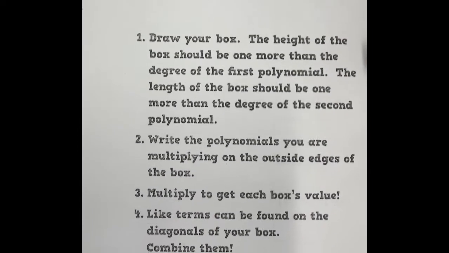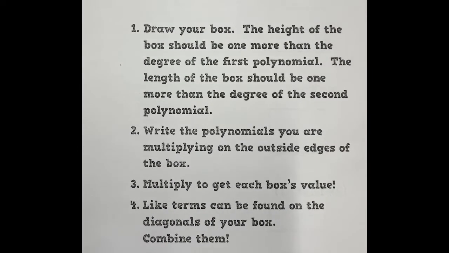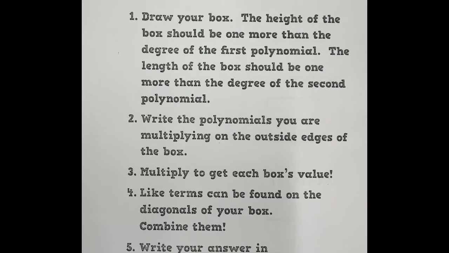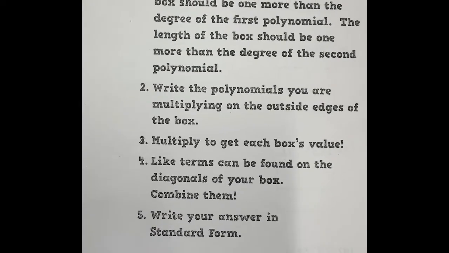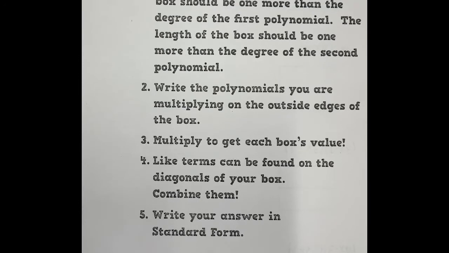We're going to write the polynomial that we're multiplying on the outside edges of the box. And then we're going to multiply to get each box's value on the inside. Like terms can be found on the diagonals, and we're going to combine those. And then we're going to write our answer in standard form, from biggest exponent to smallest exponent. Let's look at a few examples.